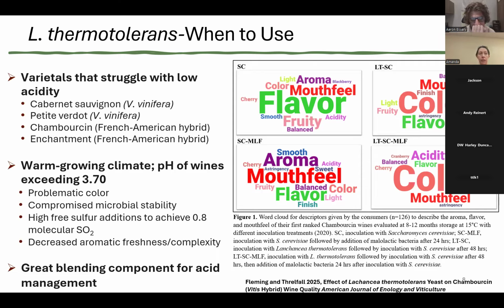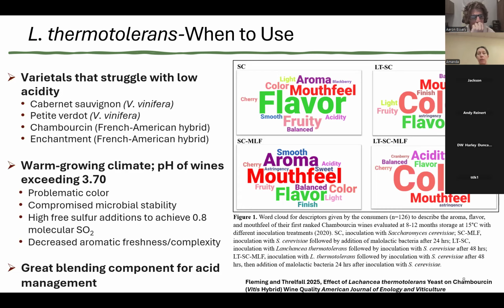But when to use it, it's varietals that struggle with low acidity. So for us here in the Mid-South and the Southeast, I'm thinking of the reds like, sometimes Chambourcin does.